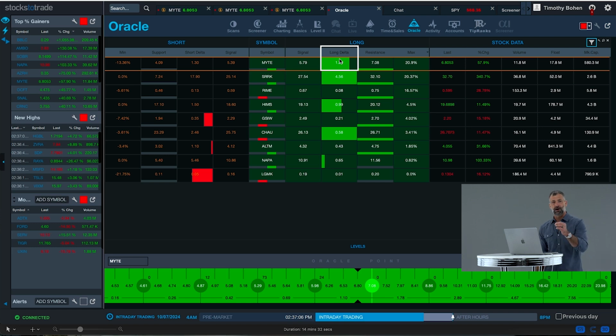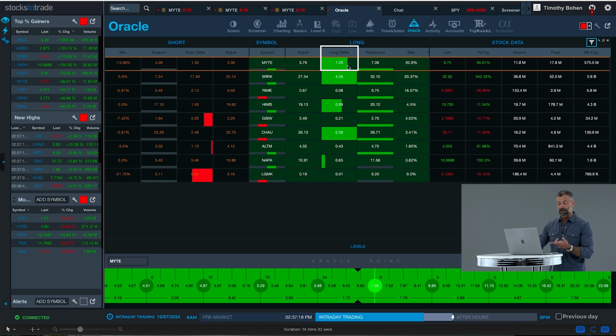So Oracle calculates all of the major resistance levels to the upside, as well as all the support levels to the downside. So you can see that the current long delta is 129 and it's approaching filling that bar, okay?